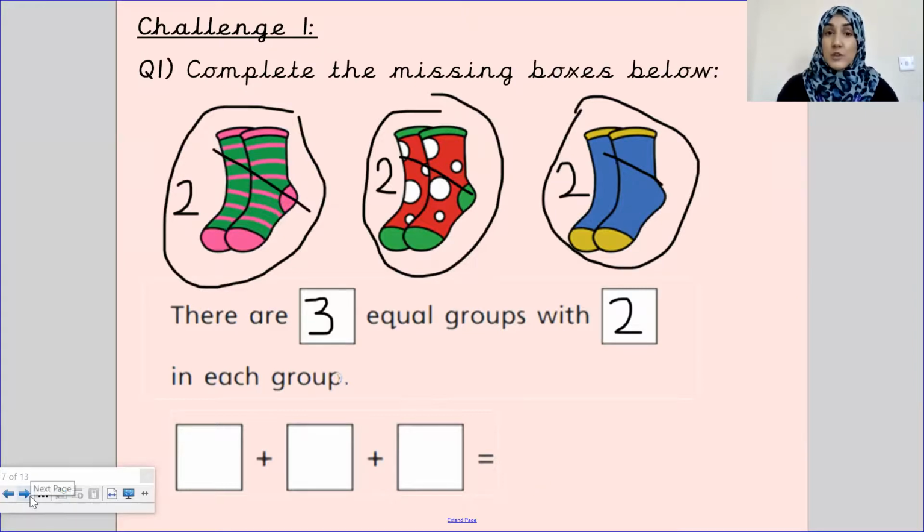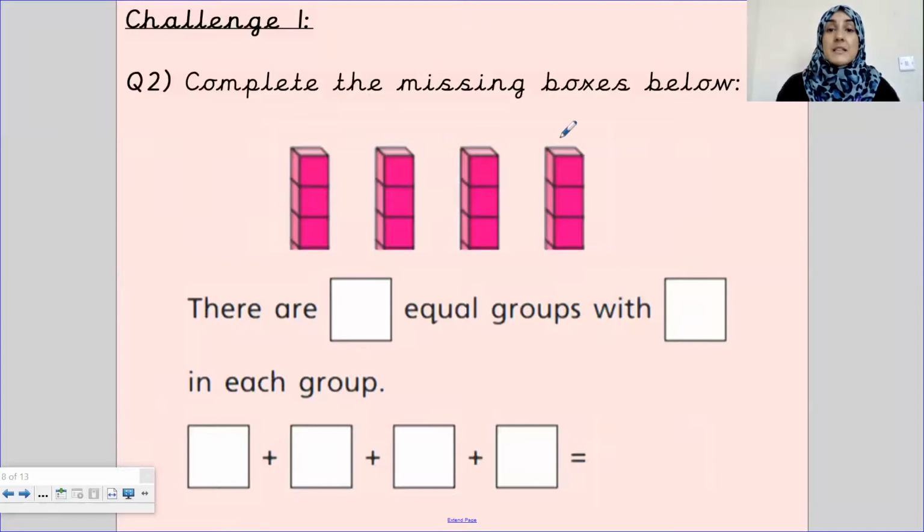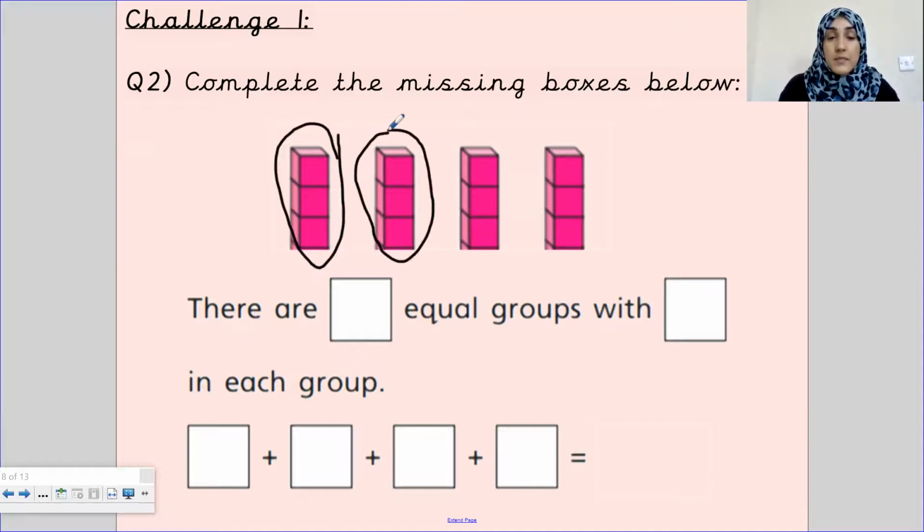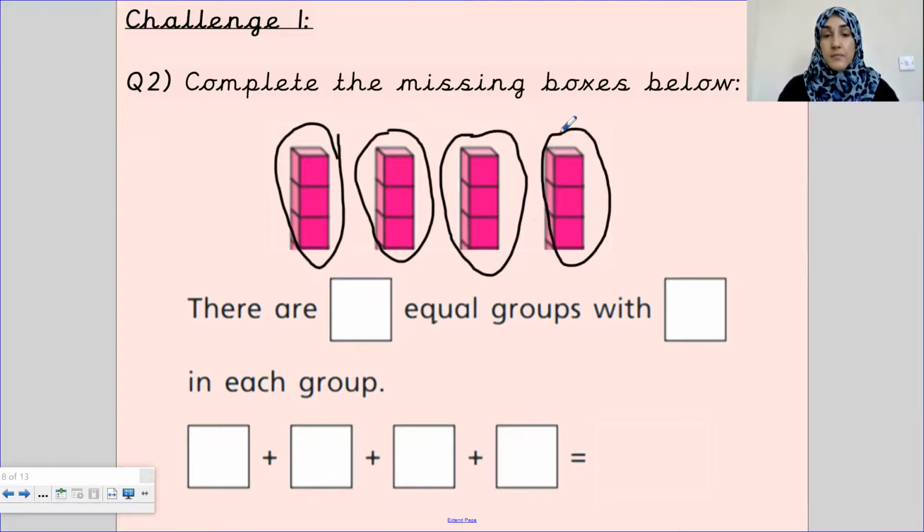Okay, now moving on to question 2. It says complete the missing boxes below. There are equal groups in each group. So here I know that there's one group here. There's another group here. There's one group here. And there's one group here. So there are in equal groups. Can you count how many equal groups there are? Show me your fingers. Well done. There are 4 groups. Now you need to find out if they are equal or not.